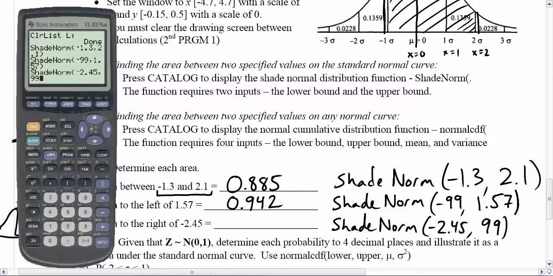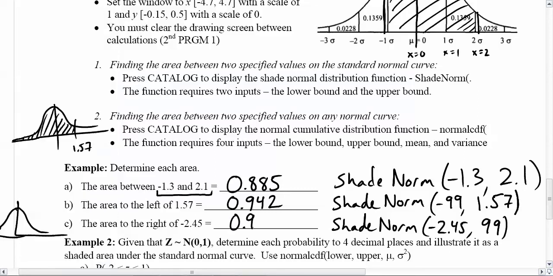2.45 all the way up to 99. So going from negative 2.45, it's almost all the area. You can only see one little white dot on the left side. It's 99.3% of the area.